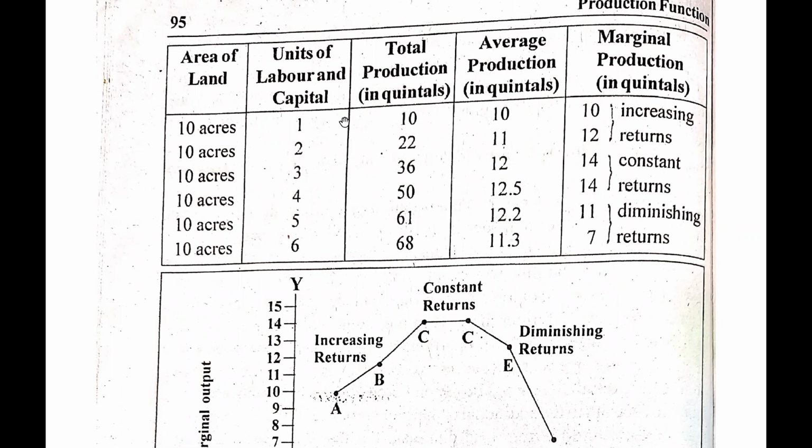So the plot of land is 10 acres, and when a farmer applies 1 unit of labor and capital, he will get 10 units of production, and there will be 10 units of average production, and 10 units of marginal production. Now guys, when the units of labor and capital increase from 1 to 2, when a farmer decides to increase the units of labor and capital, there will be an increase in the total production, in the average production, and in the marginal production. So guys, here you can see by increasing 1 unit of labor and capital, there will be an increment of 2 units in the marginal production.